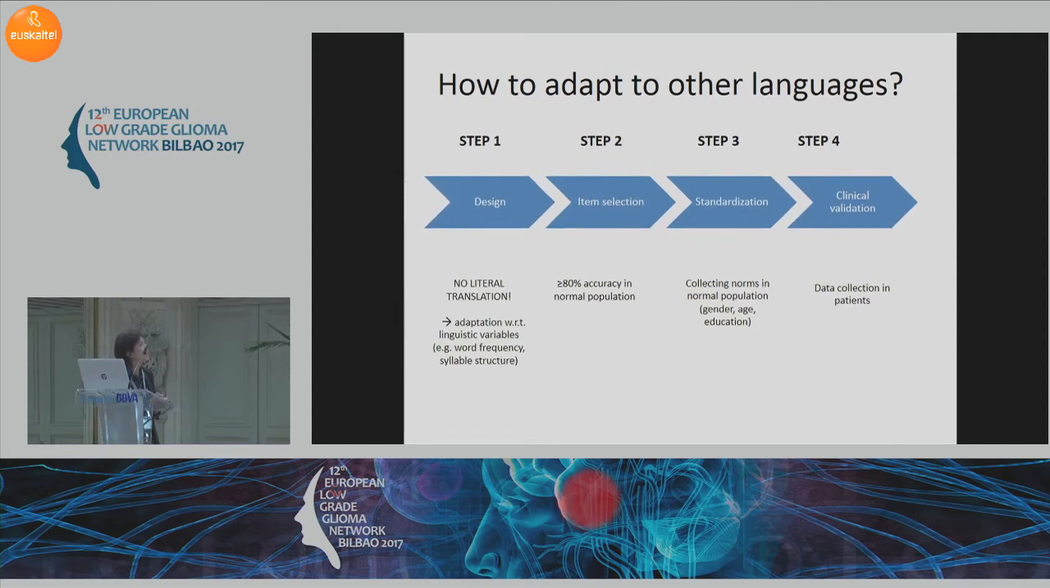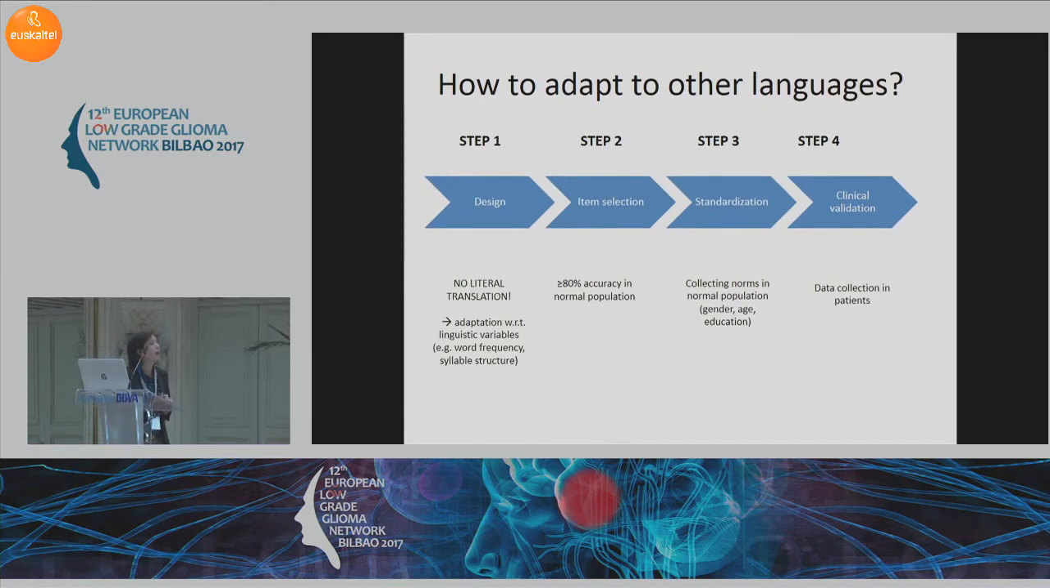So first, you have to make a design. So you have to look at the linguistic variables, such as word frequency, and there are lists available online, and then you have to control for them. So the complexity levels have to be taken into account within the different languages. So that's the first thing you need to do. And the second step is the item selection.